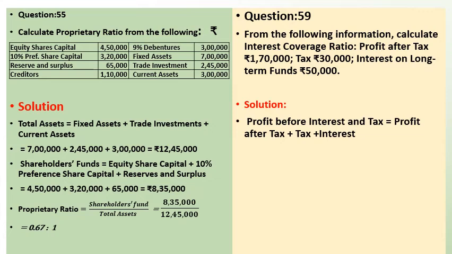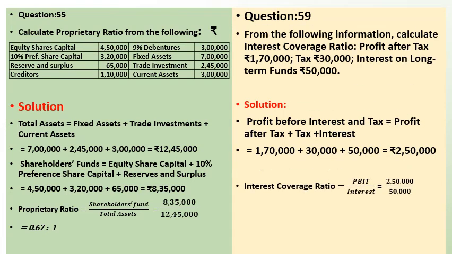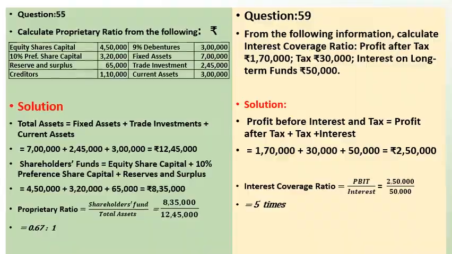So we will be calculating the profit before interest and tax, that is equal to profit after tax plus tax plus interest, and that comes 2,50,000. I said it before that PBIT is equal to PAT plus T plus I. So PAT is profit after tax, T means tax, I means interest or finance cost. Now interest coverage ratio is equal to PBIT by interest, that is 2,50,000 by 50,000, which comes your 5 times, that is interest coverage ratio.